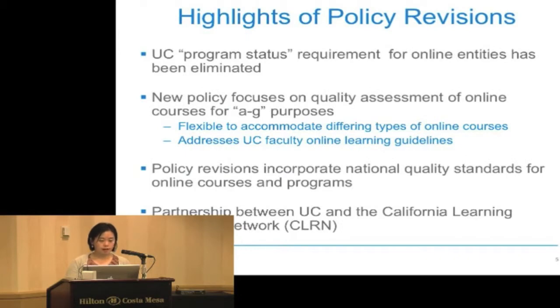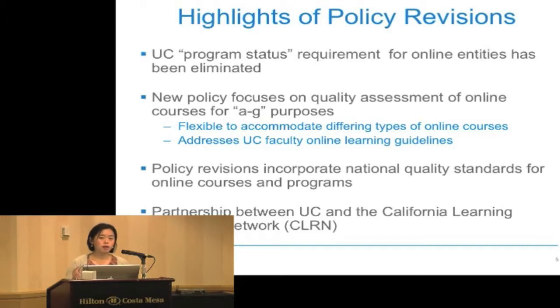Now here are some of the highlights of the policy revisions. One of the things I want to mention at the outset is that an important departure from the former policy is that UC will no longer be requiring online entities to apply for what was referred to as program status in order to be UC approved before they could even submit courses to UC for A to G review. Instead, the focus now is squarely on the quality of online courses.